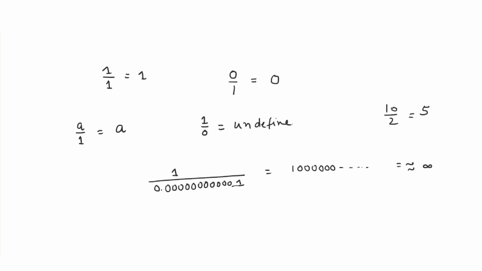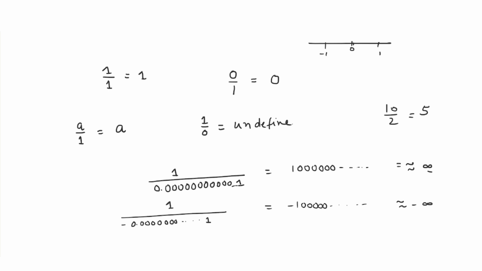But when we go to the left side, like this is 0, this is -1 and this is 1, near 0, when we come to the right side it is infinity, and if we go to the left side, then this is going to be 1 divided by -0.0000, infinity number of 0s, and at the end 1. So this is going to be minus of this, and we can say it is nearly equal to minus infinity.